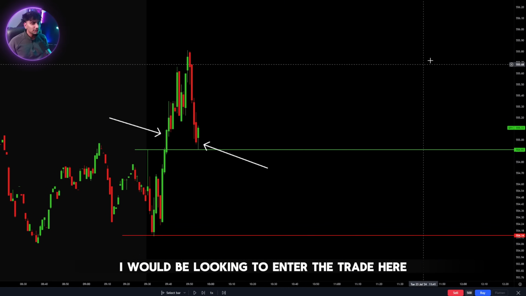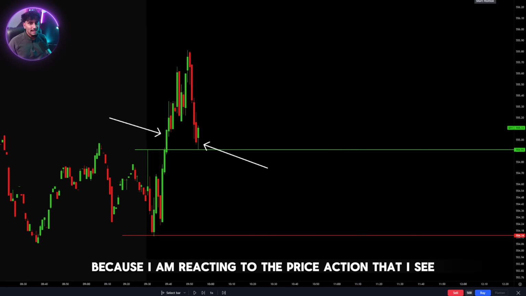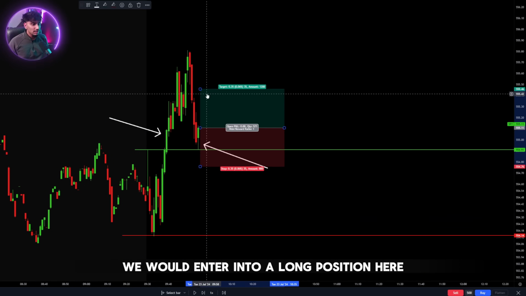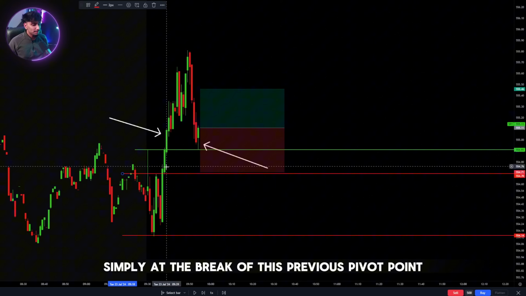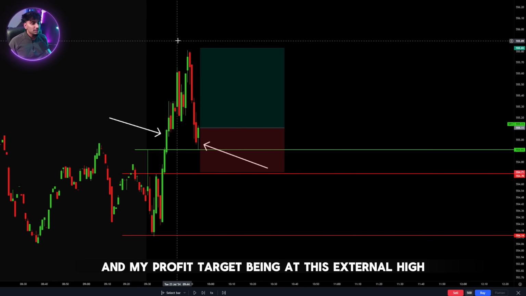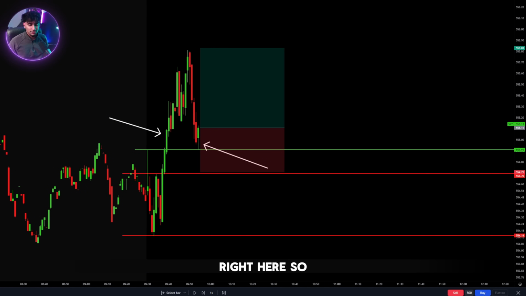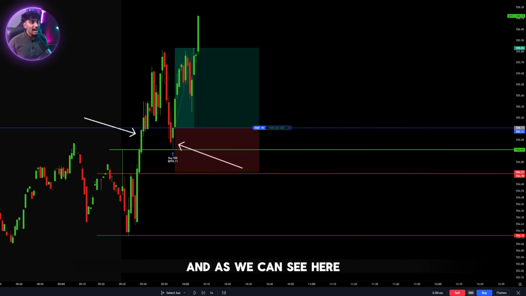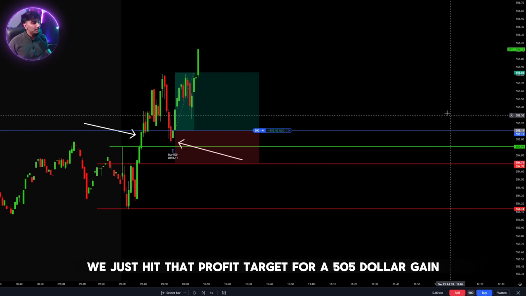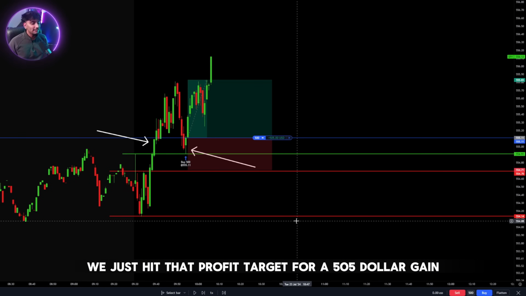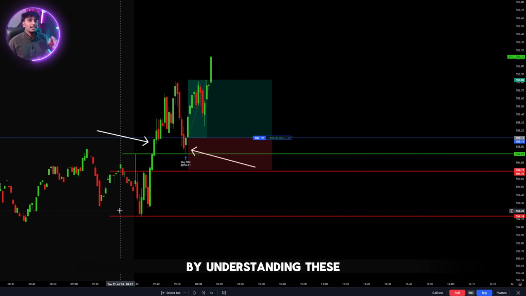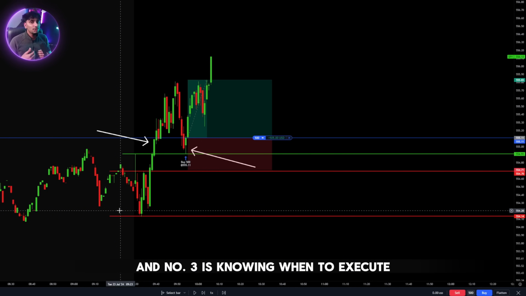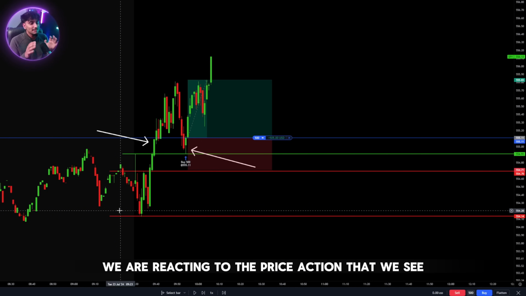I would be looking to enter the trade here because I am reacting to the price action that I see. We would enter into a long position here with my stop loss simply at the break of this previous pivot point right here, and my profit target being at this external high right here. So let's enter into the trade here and see exactly what happens. And as we can see here, we just hit that profit target for a $505 gain by understanding these 3 simple price action concepts. Number 1 is liquidity, number 2 is price control, and number 3 is knowing when to execute. We're not predicting, but rather we are reacting to the price action that we see.